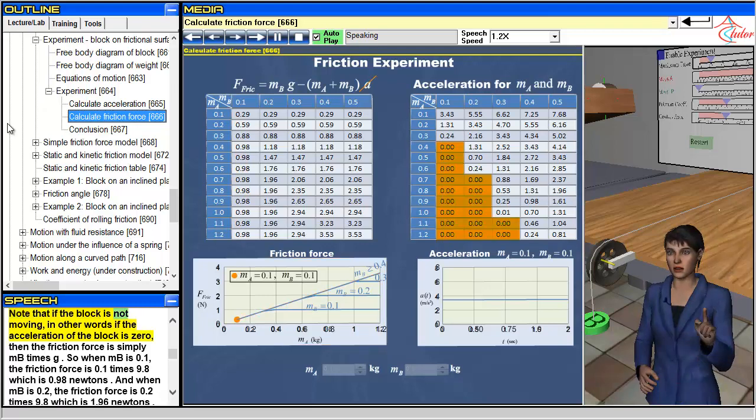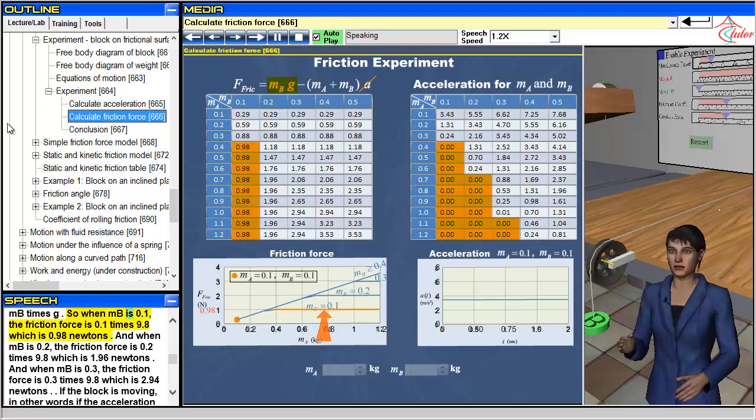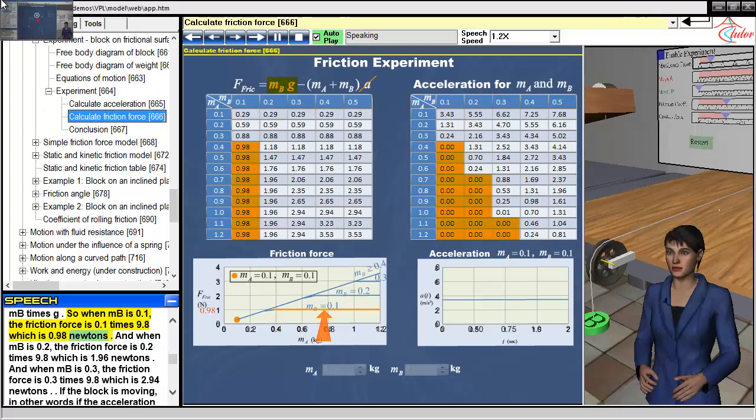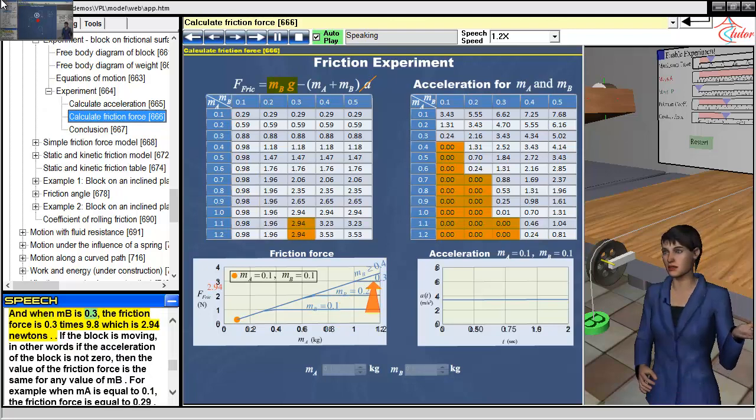Note that if the block is not moving, in other words if the acceleration of the block is 0, then the friction force is simply mb times g. So when mb is 0.1, the friction force is 0.1 times 9.8, which is 0.98 newtons. And when mb is 0.2, the friction force is 0.2 times 9.8, which is 1.96 newtons. And when mb is 0.3, the friction force is 0.3 times 9.8, which is 2.94 newtons.